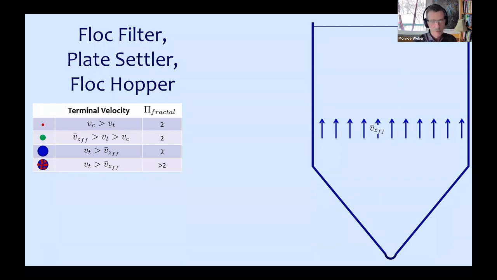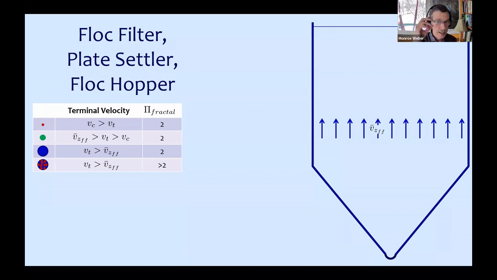Wow, the next one gets more complicated. The green ones have a terminal velocity that is less than the upflow velocity in the sedimentation tank. So the water's going up in the sedimentation tank. These particles are trying to settle down, but they're settling down at a slower rate than the water's going up, so they're going up. But their terminal velocity is greater than the capture velocity required by the plate settlers, and so they are able to be captured in the plate settlers. So those are two of the small particle classes.